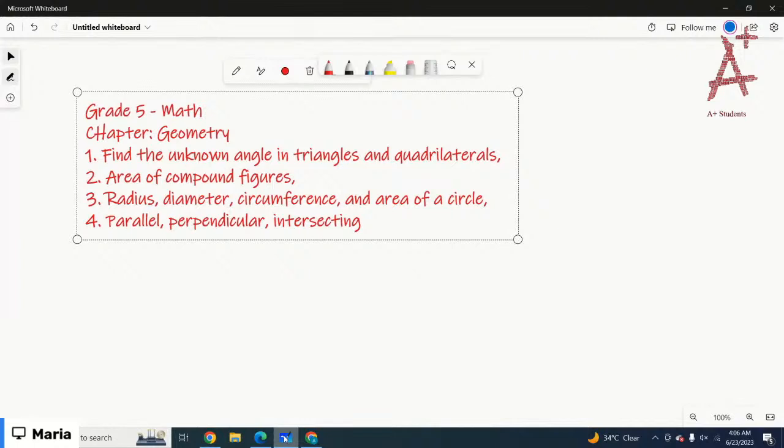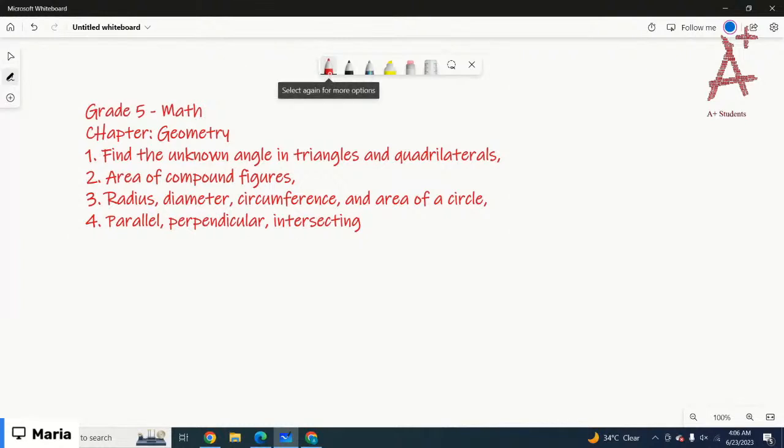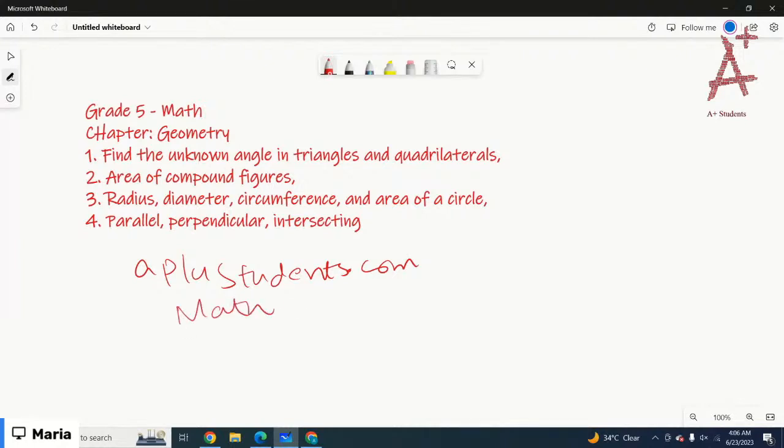We are here for grade 5 math. You can find all the lessons on aplusstudents.com. You have to log in there using your email address and password as provided by the administrator. Then select math from the subject tab, scroll down to grade 5 and click on view all lessons. There you can find a list of the chapters.